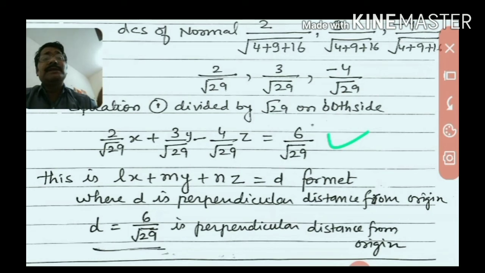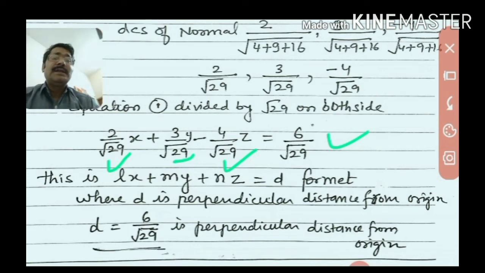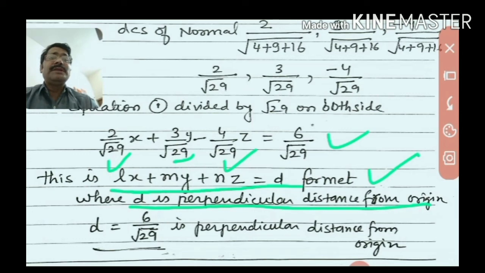Now we can check that 2 upon root 29, 3 upon root 29 and minus 4 upon root 29 are direction cosines. If these are direction cosines, then we have the format l x plus m y plus n z equal to d. In this format, d is the perpendicular distance from the origin. So here d is 6 upon root 29, which is the perpendicular distance from the origin.